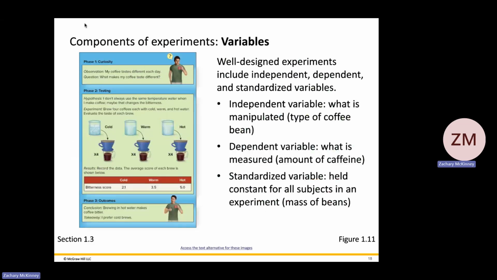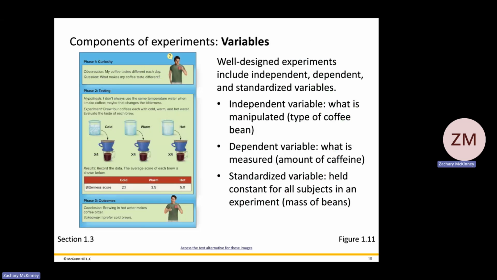So, hitting on the components of experiments and looking at variables. The variables are the aspects of the experiment, right? We have three different types: independent, dependent, and standardized variables. So the independent variable is the thing that changes, right? It is independent of the other things. It can do what it wants. So it is the thing that you're going to be changing within your experiment. The dependent variable depends on the independent, right? It is what's being measured. And then the standardized is what all stays the same.